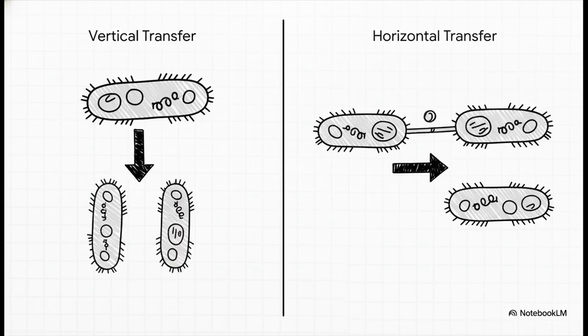See, we pass genes vertically, from parent to child. Bacteria can do something incredible called horizontal gene transfer. They can literally pass genes, often on those plasmids we talked about, directly to their neighbors, even if it's a completely different species. It's wild.